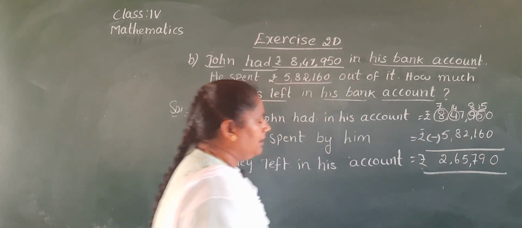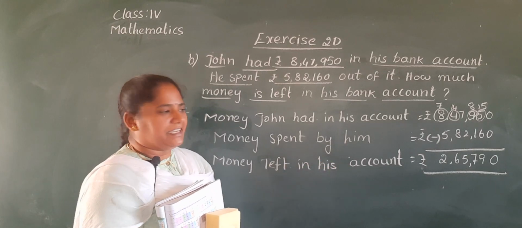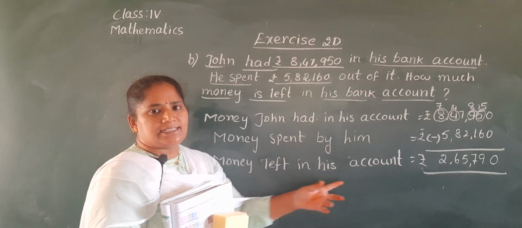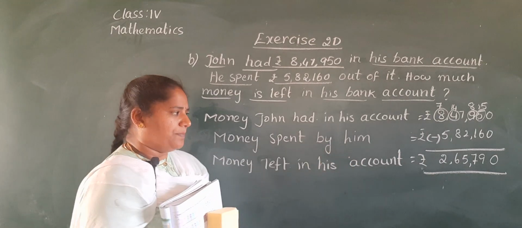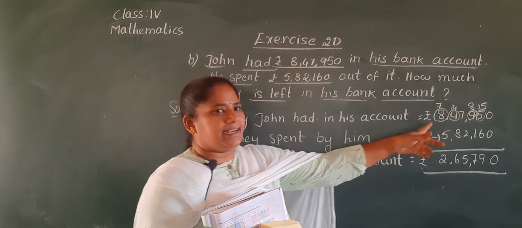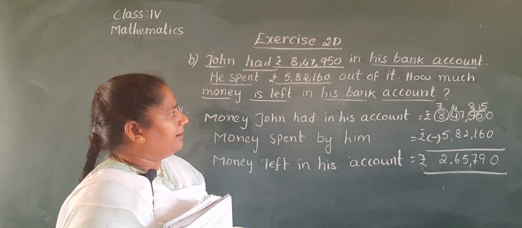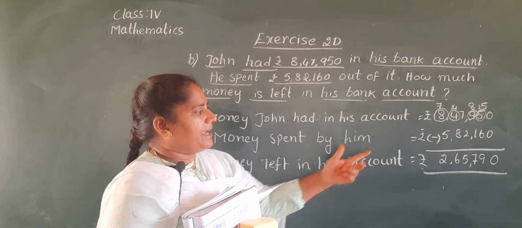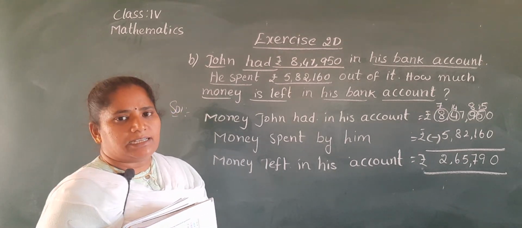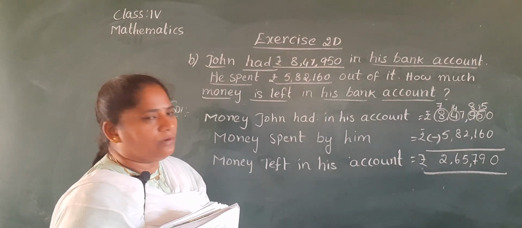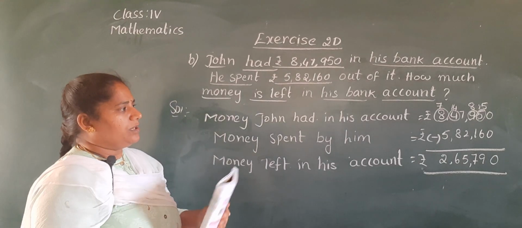So total in his account now 2,65,790 rupees. Okay, money left in his account equal to 2,65,790 rupees. Okay, how much money John had in his account? Yes, 8,47,950. So money spent by him equal to 5,82,160. So money left in his account equal to 2,65,790. Yes, note down in your classwork.